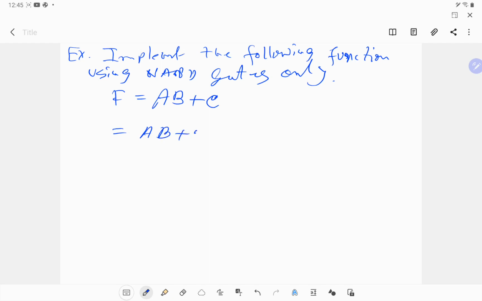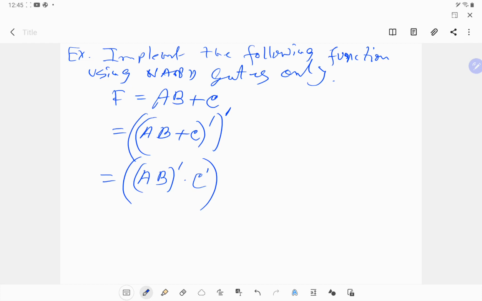AB plus C. We need to apply the De Morgan theorem, and we need another complement here. So now applying the De Morgan theorem will give us (AB prime times C prime) whole prime. Okay, that's it. Now there is no OR operation in this circuit, and we want to draw the circuit.